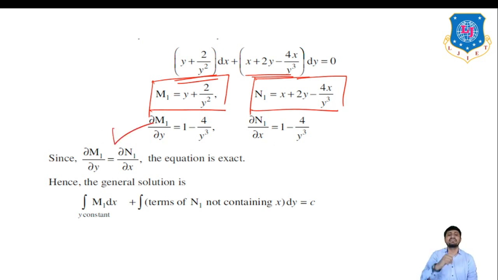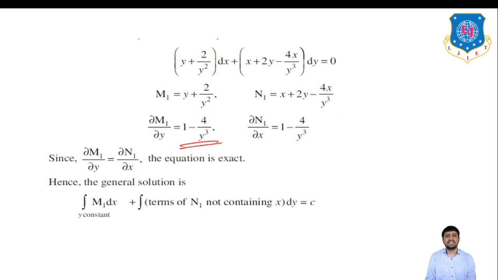Now you can check whether the given differential equation is exact or not. So del M1 by del y is 1 minus 2 times 2 by y cube, that is minus 4 upon y cube, differentiation of 1 upon y square being minus 2 upon y cube. And del N1 by del x is 1 minus differentiation of 2y with respect to x, which is 0, and differentiation of 4x by y cube, where 4 by y cube is constant and differentiation of x is 1, so minus 4 by y cube. Clear? So now your differential equation is exact.